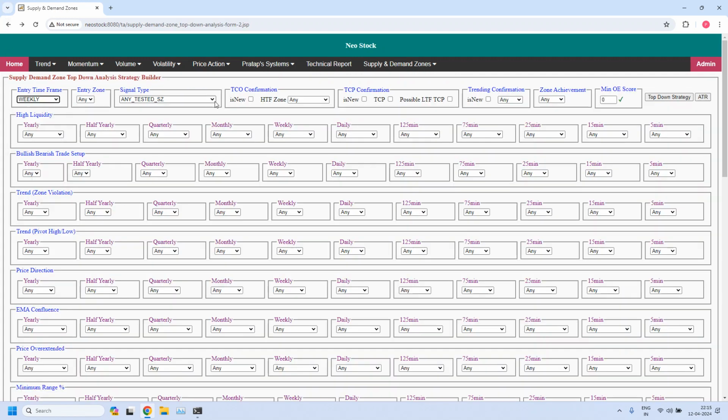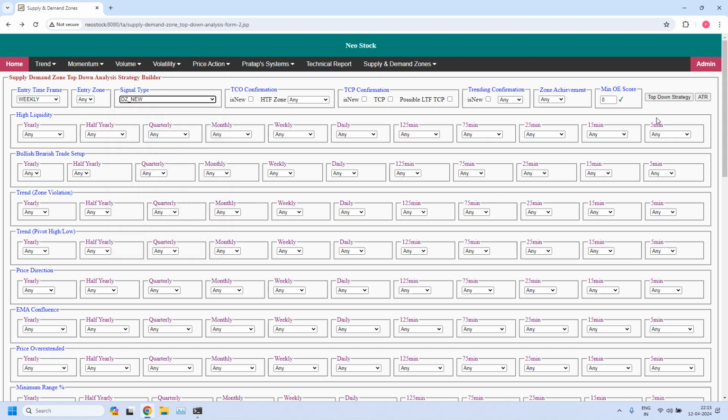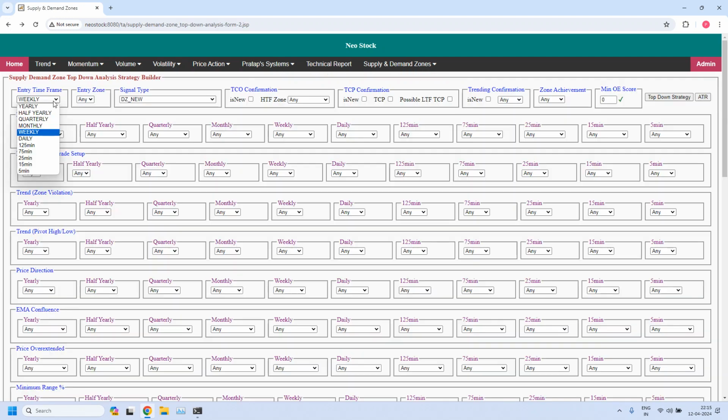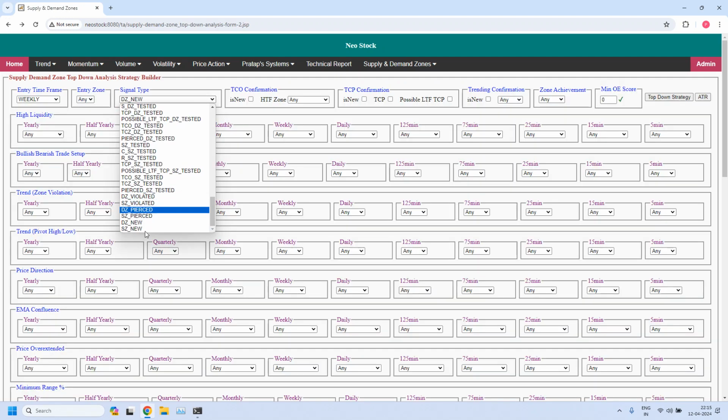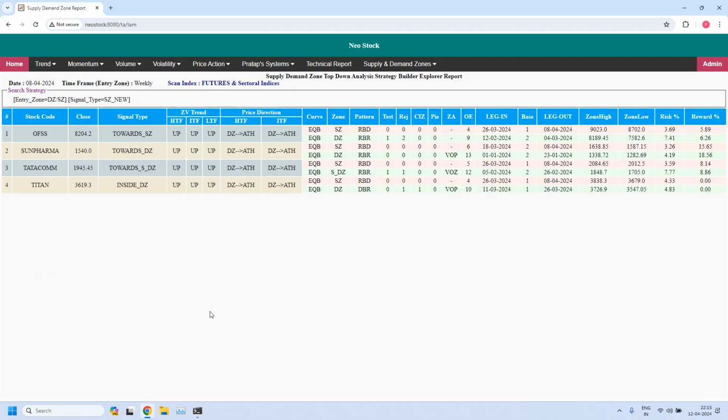For weekly time frame, let us find the stocks having newly created weekly demand zones. So these 7 stocks are having newly created weekly demand zones. So let me go back. For weekly time frame, let us find the stocks having newly created weekly supply zones. So these 4 stocks are having newly created weekly supply zones.